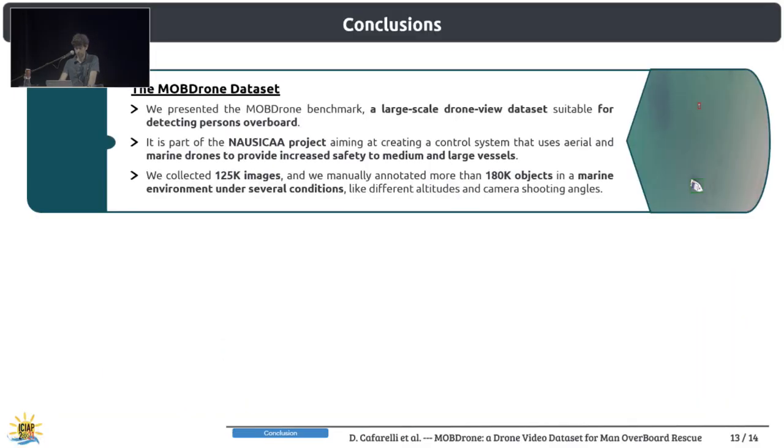And so, to conclude, we presented this MOBDrone benchmark, that is a large-scale drone view dataset that is suitable for detecting person overboard. It is part of the Nausicaa project that aims at creating a control system that uses aerial and marine drones to provide increased safety to medium and large boats. And to this end, we collected more than 125,000 images, and we manually annotated more than 180,000 objects in a marine environment under several conditions.